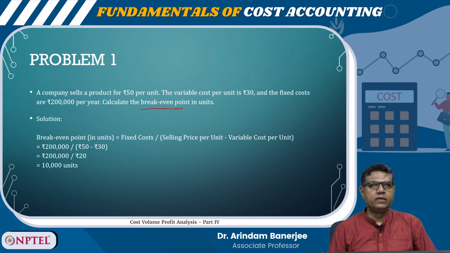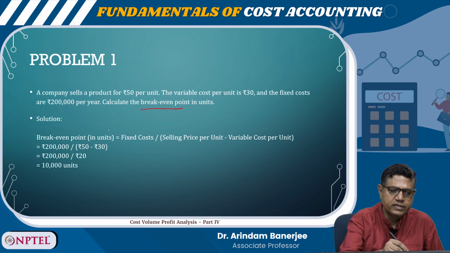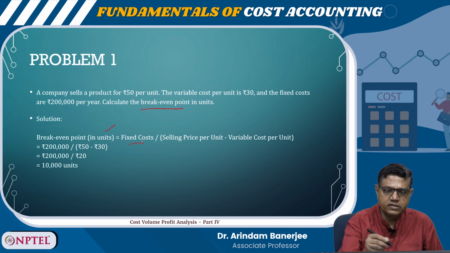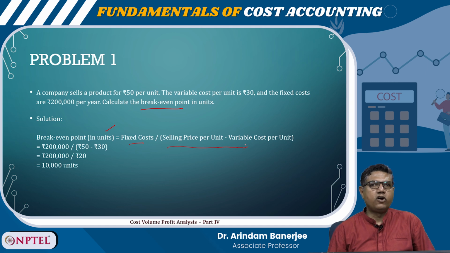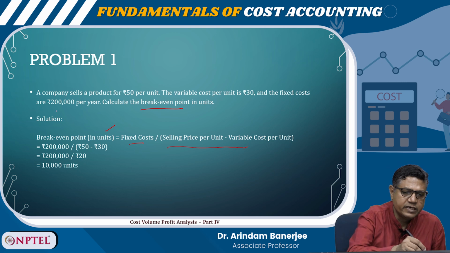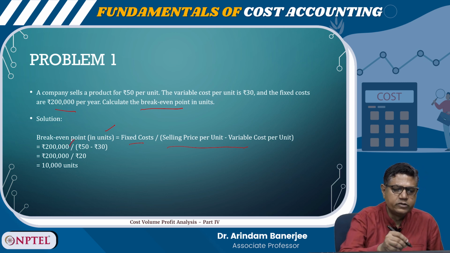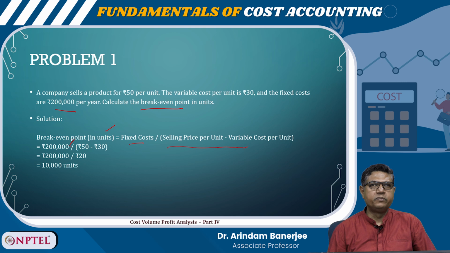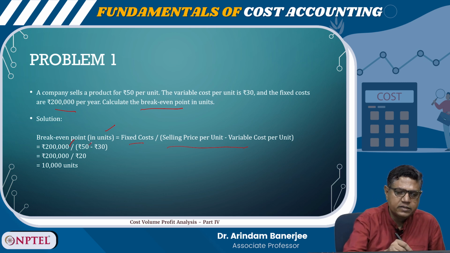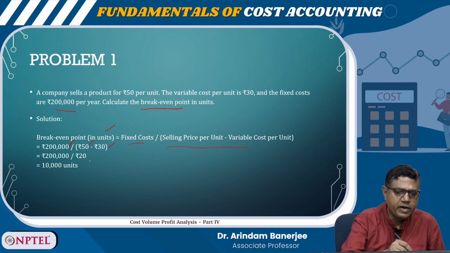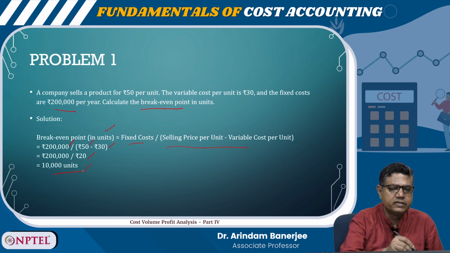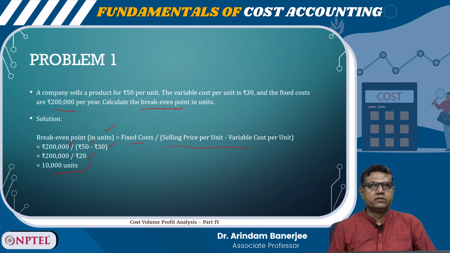So, what is the formula? The formula is break even point in units is equal to fixed cost divided by selling price per unit minus variable cost per unit. The fixed cost is given here, rupees 2 lakh. So, rupees 2 lakh divided by selling price per unit, that is 50 rupees minus 30 rupees, the variable cost per unit. So, 2 lakh by rupees 20 is 10,000 units, the break even units.